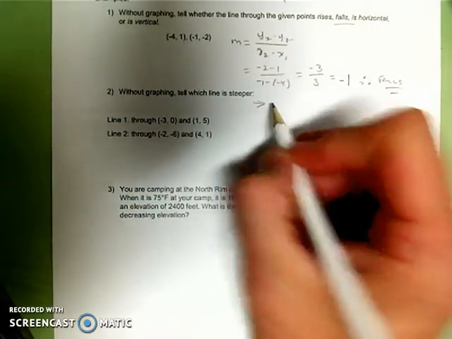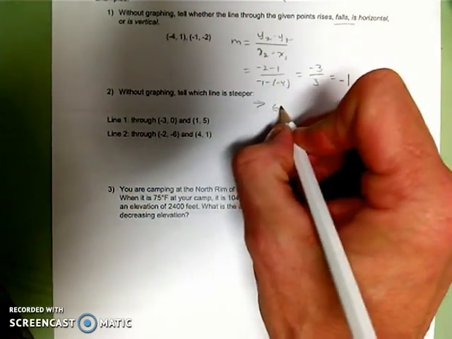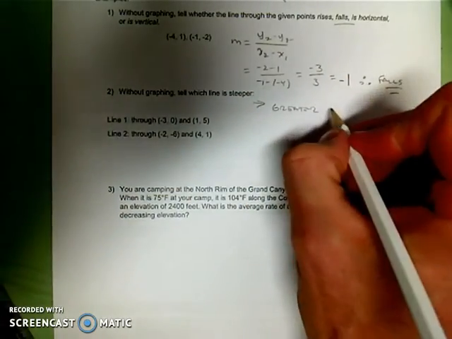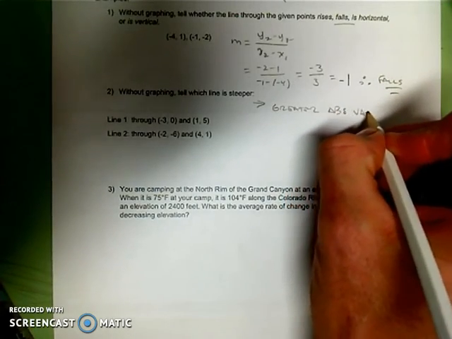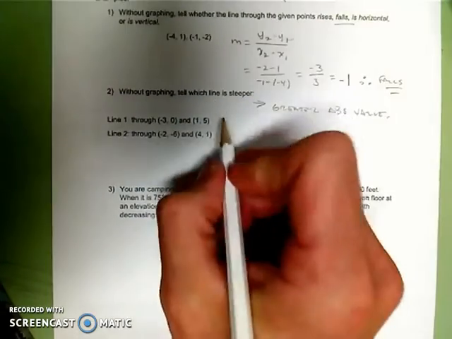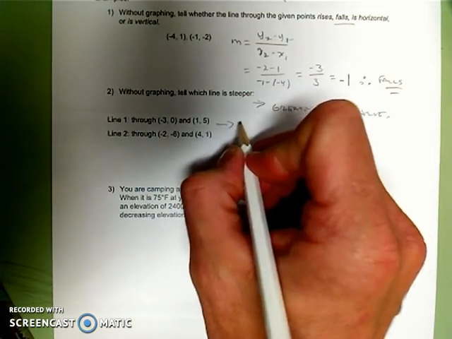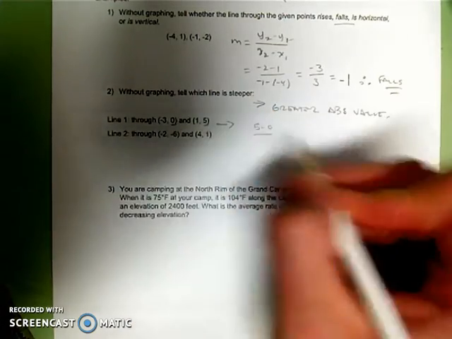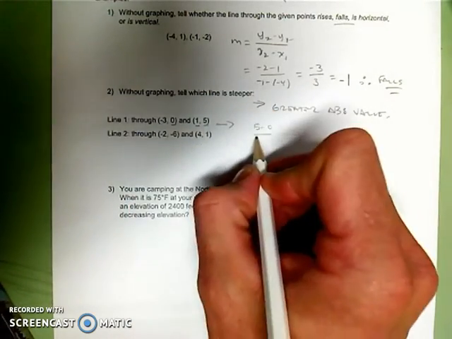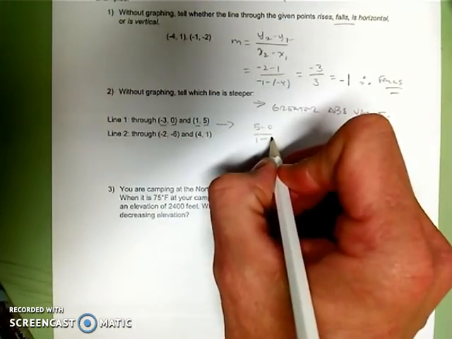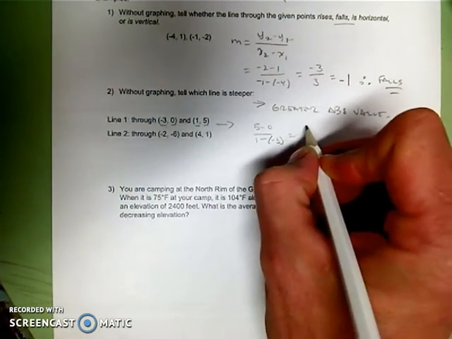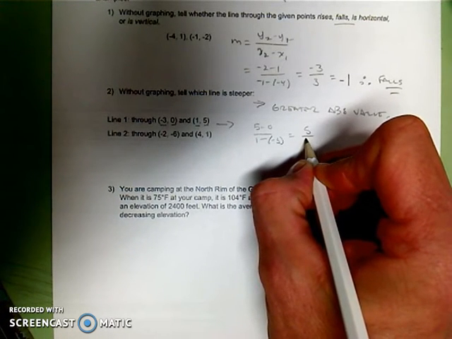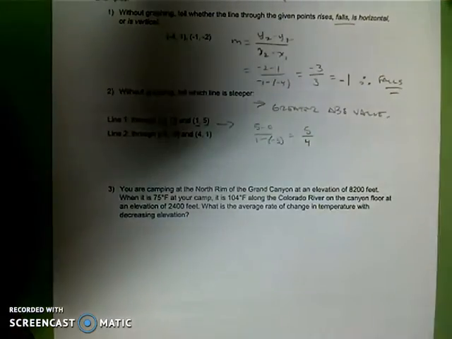So what would make a line steeper? It turns out that we're talking about which one has the greater absolute value. Not worried about the sign, worried about the absolute value of the number. So the slope of line 1, y2 is 5, y1 is 0. x2 is 1, x1 is negative 3. 5 minus 0, 1 plus 3. So a slope of 5/4.